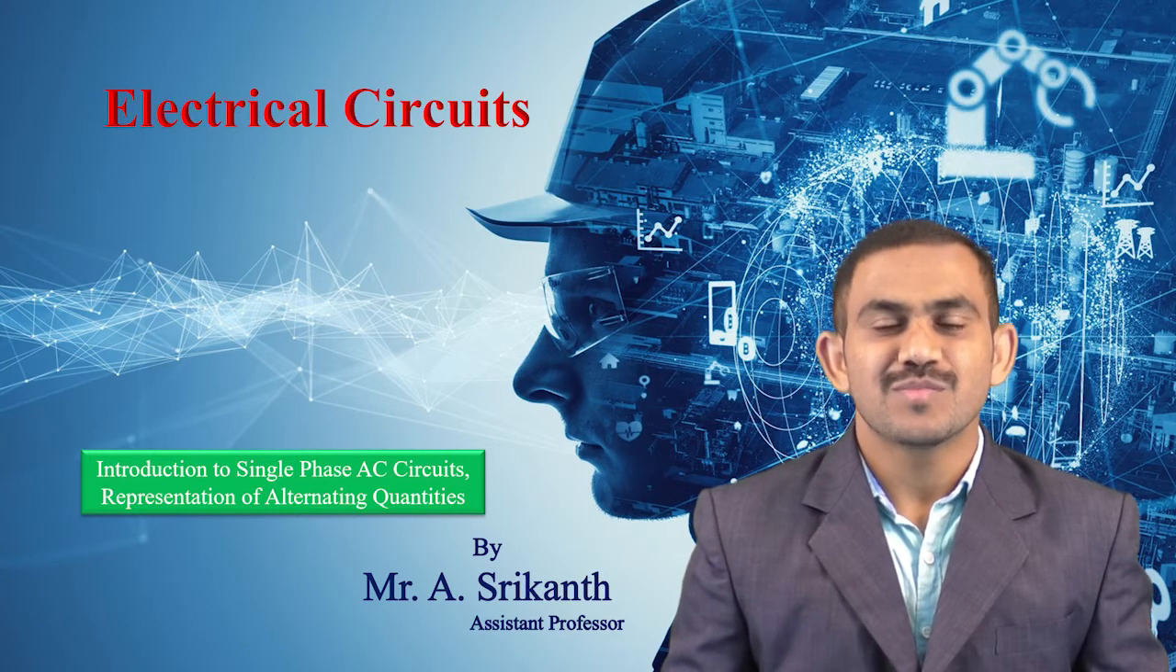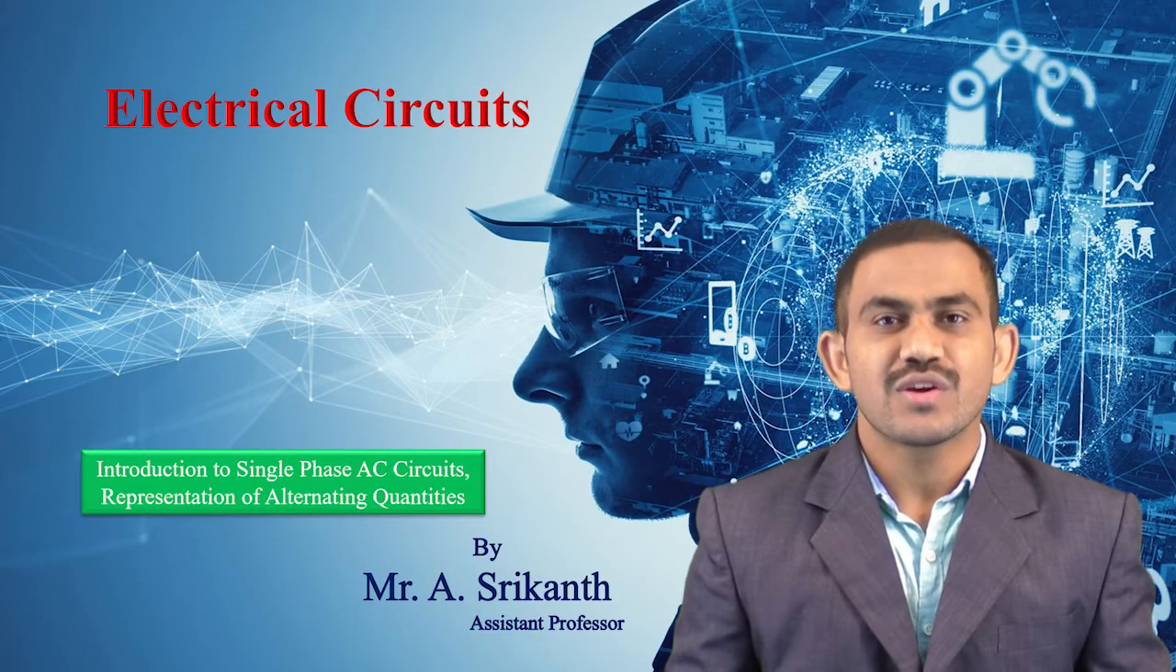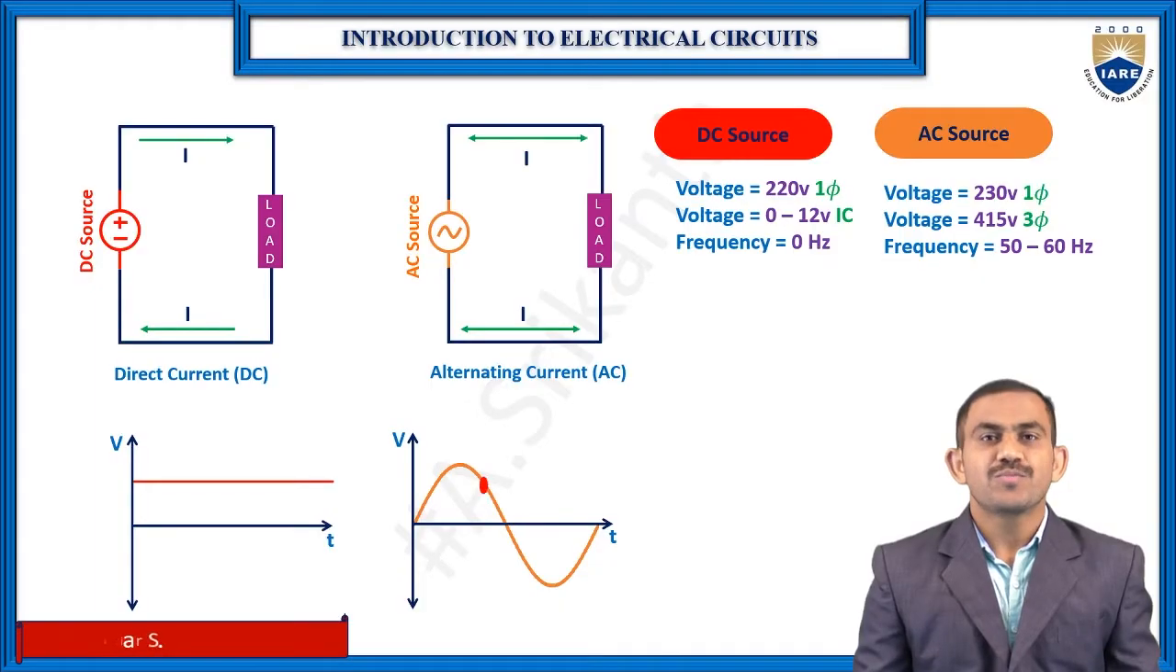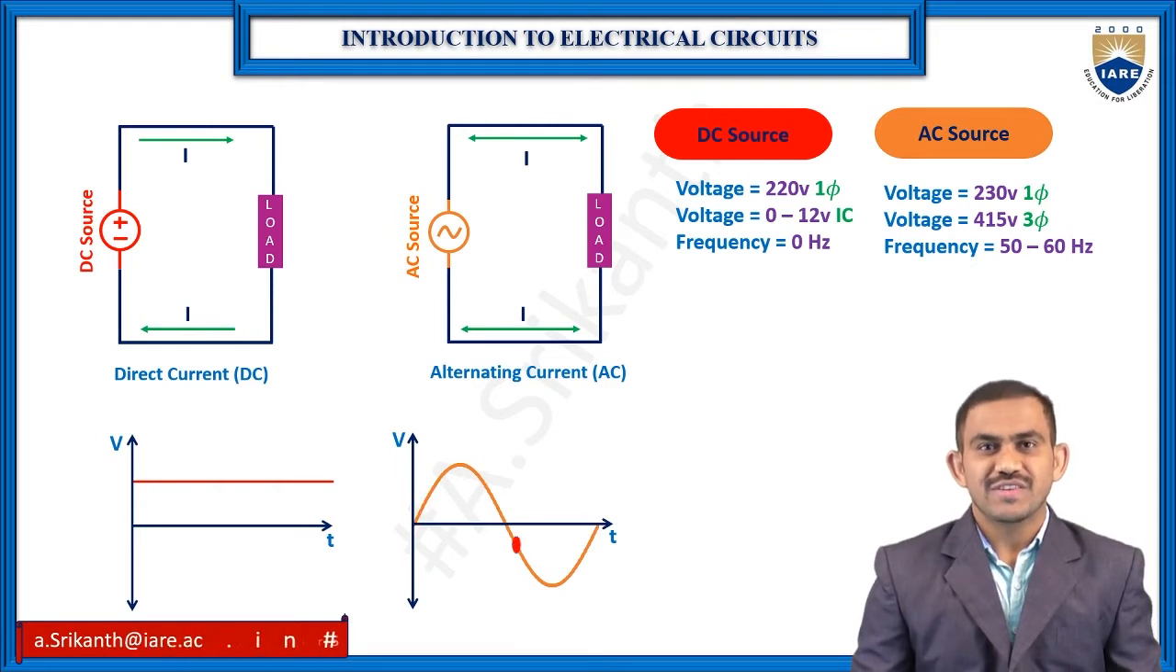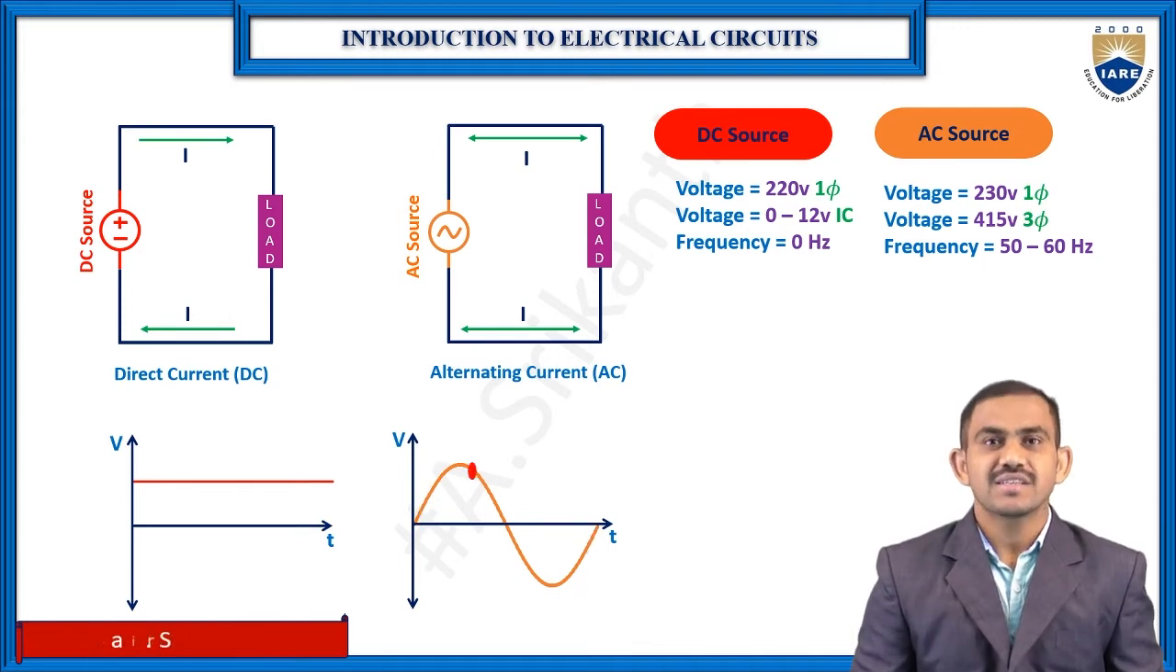Now, I want to discuss how to represent the alternating waveform or alternating current. Before moving to alternating current, I want to explain the small difference between AC and DC. In DC, we have single phase 220 volts, and for integrated circuit purposes we have 0 to 12 volts, and the frequency is 0.